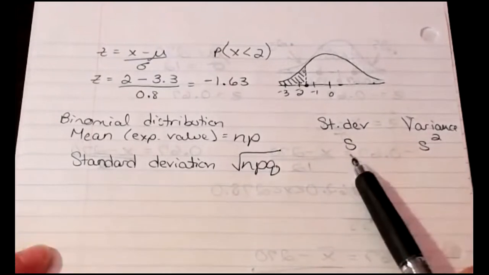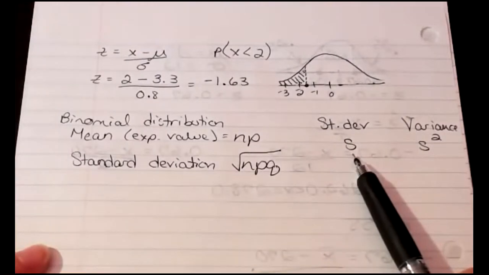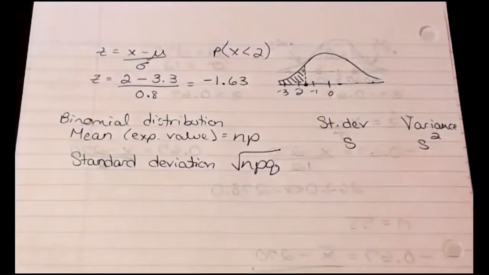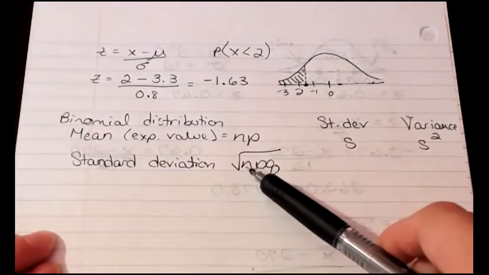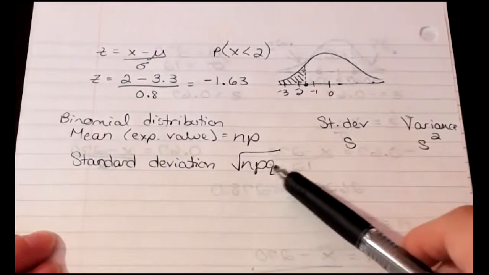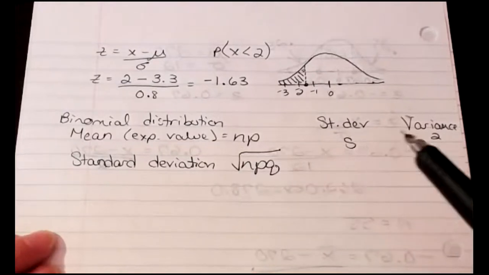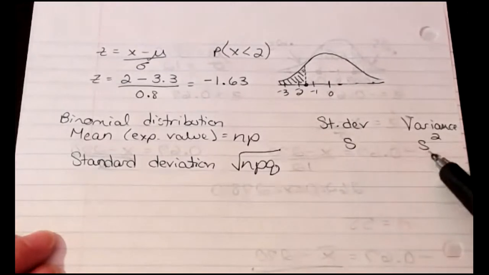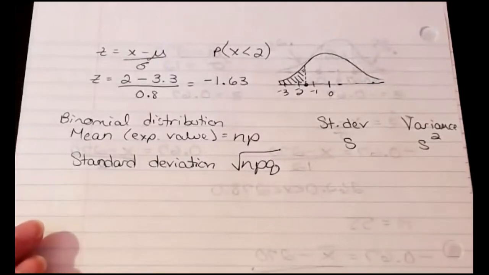So the standard deviation, I'm sorry again. So you get your mean, which is the sample size and then the probability of success, right? You multiply them together. And then to find the standard deviation, you get n and then the probability of success and failure and multiply them together and then square root it, which gives you your standard deviation. And then to find the variance, you square. Yes, exactly.